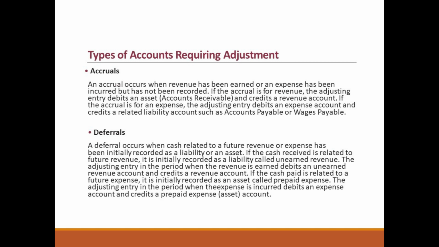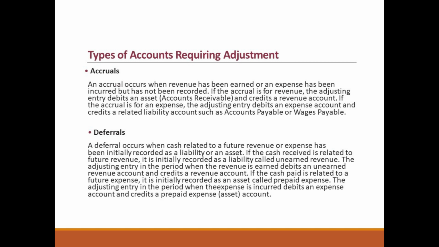An accrual occurs when revenue has been earned or an expense has been incurred, but has not been recorded. If the accrual is for revenue, the adjusting entry debits an asset or accounts receivable and credits a revenue account. If the accrual is for an expense, the adjusting entry debits an expense account and credits a related liability account, such as accounts payable or wages payable.